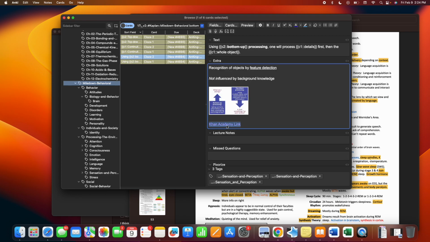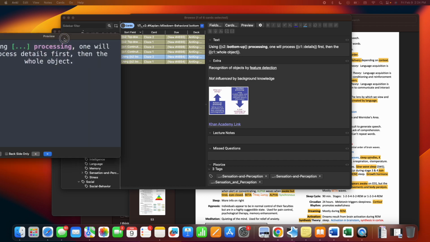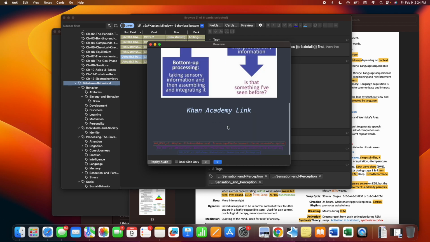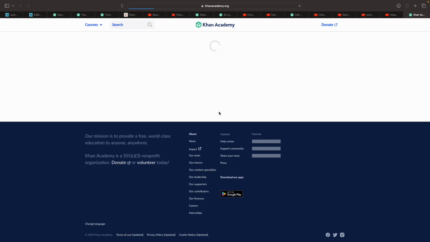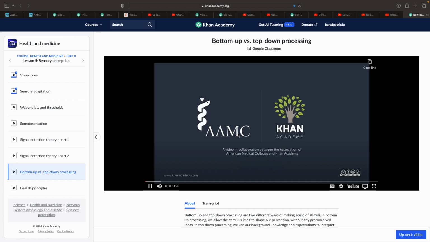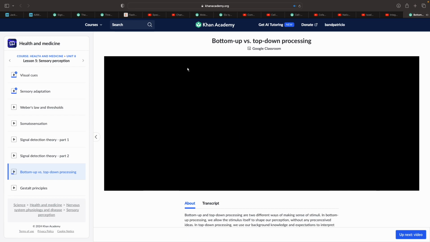Okay, now let's go to the Khan Academy link. Okay, let me just view the card here. Let's look at the difference between top-down and bottom-up processing. So what is bottom-up processing?